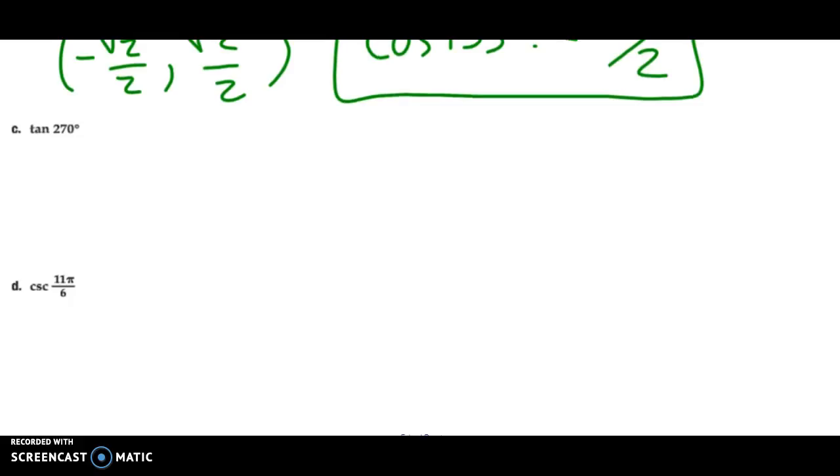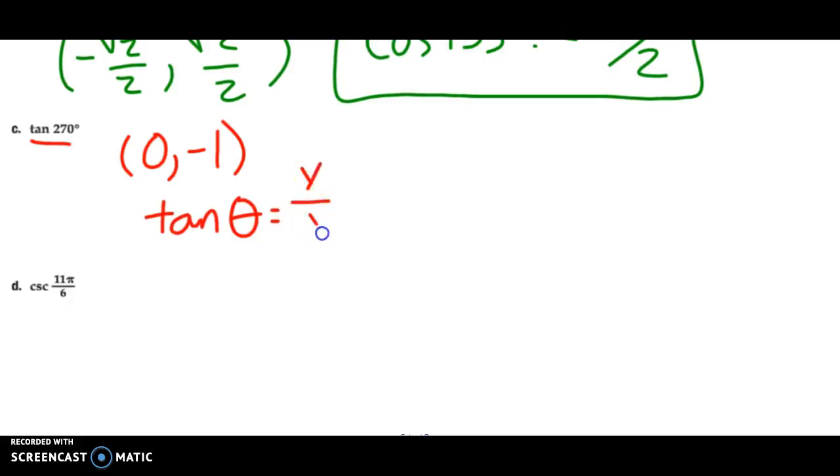Letter C, tangent of 270 degrees. So now tangent is not one of the x or y values, so I have to look back. I know that 270 degrees is the point (0, negative 1). And I remember that tangent of anything is y over x. So my y value is negative 1. My x value is 0. Can you ever divide by 0? The answer is no. So this is undefined.